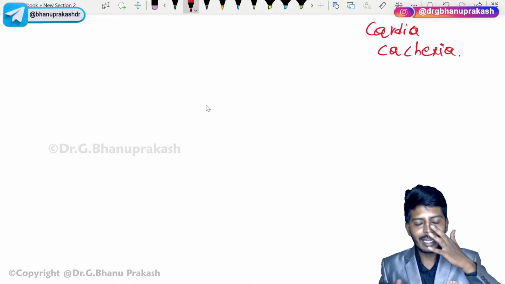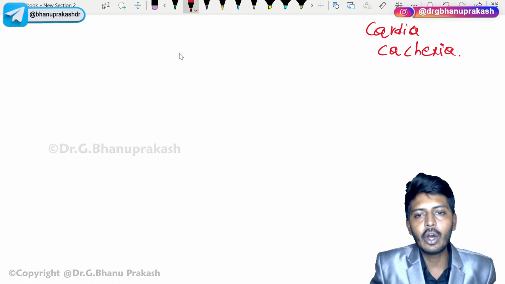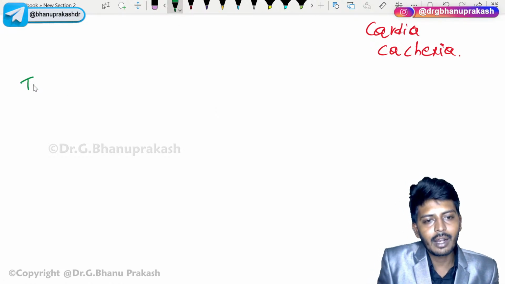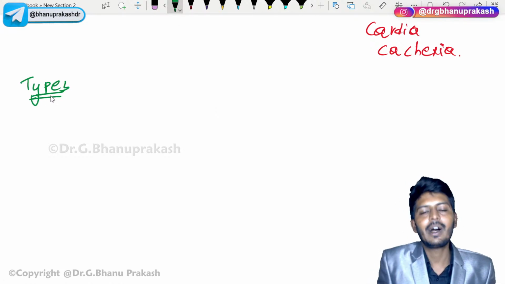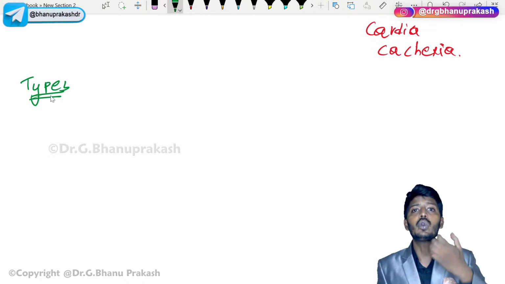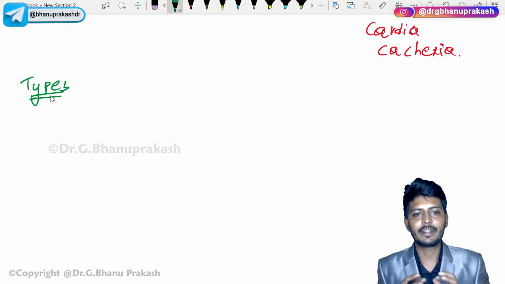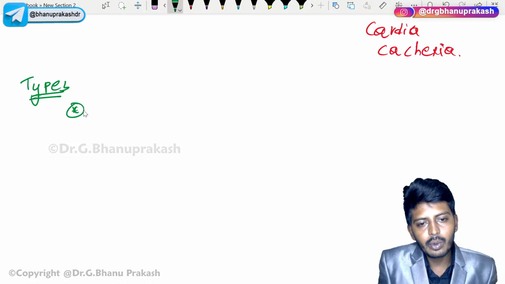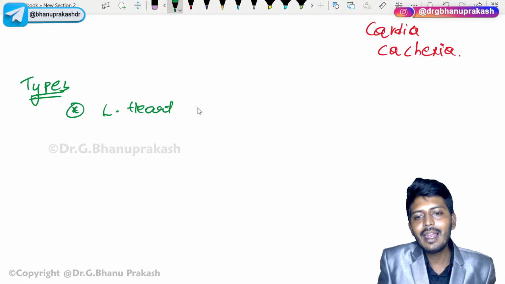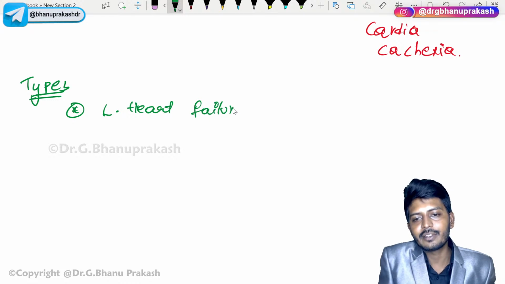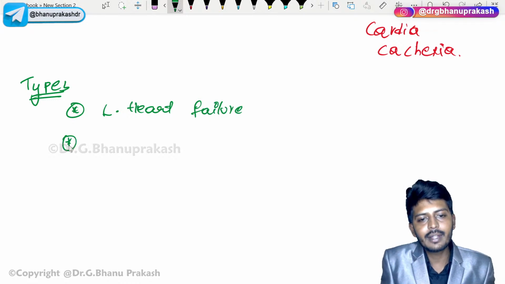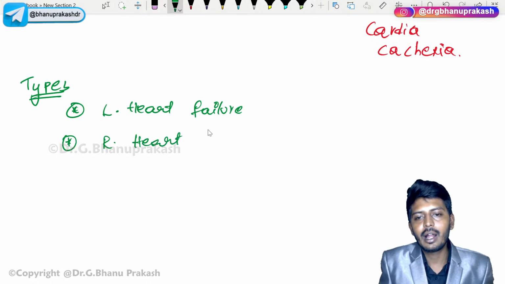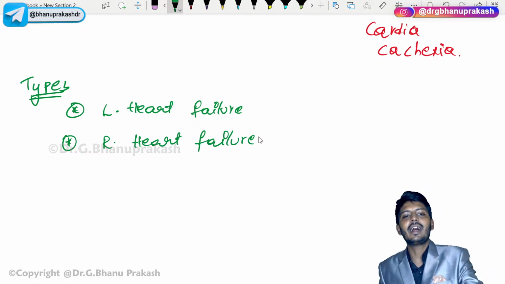Once we understood about right ventricular and left ventricular failure, let's talk about the types of heart failure. So the types of heart failure, the classification has two types. What are the two types? Let me explain. First one is called left heart failure. And also we can have what is called right heart failure. So we have possibly left heart failure and right heart failure.